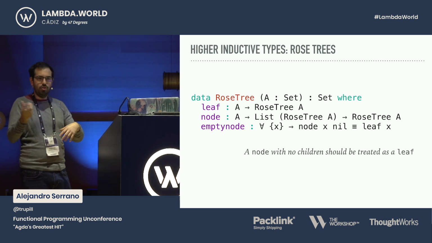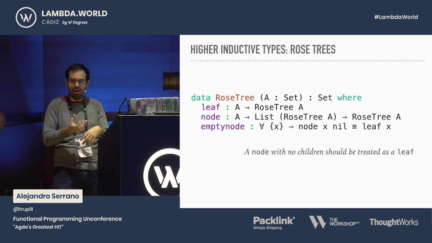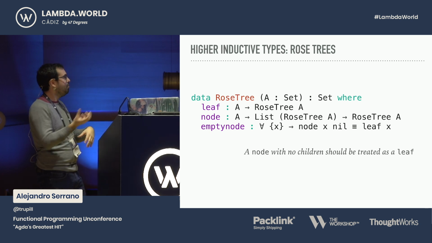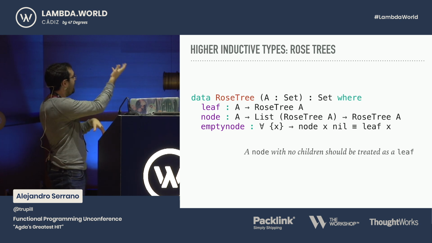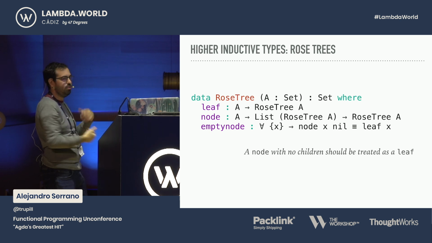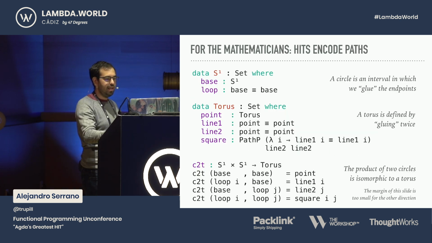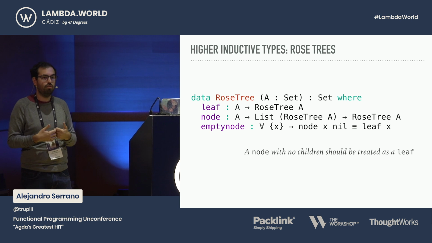So if you try to do this right now, you have to be very careful of always respecting this invariant. But with this idea of higher inductive types, you can actually state this and say, look, a node with nil, with 0 children, should be exactly equal to a leaf. And then you can be sure that whatever you do respects this invariant, because the compiler will enforce it for you.